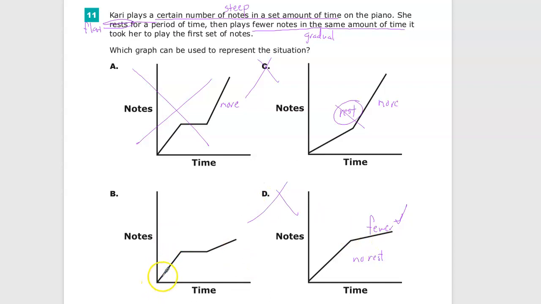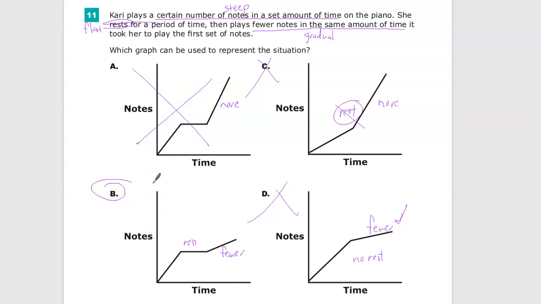And then over here, she's playing, she rests, perfect. And then the amount that she does, it goes up slower, so it's a gradual increase. So she does have fewer notes. So this checks all the boxes. So the answer to number 11 is B.